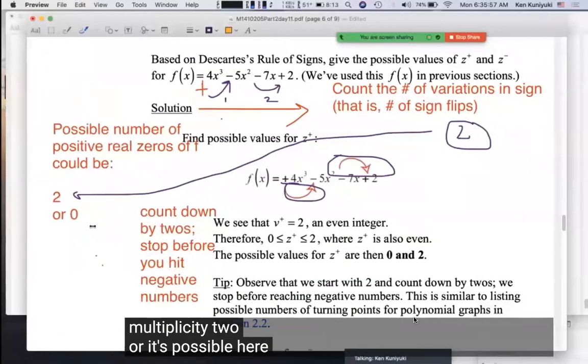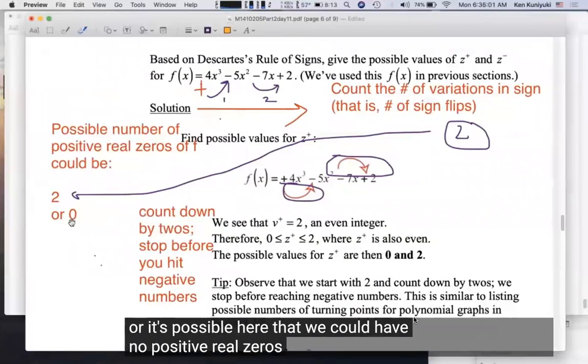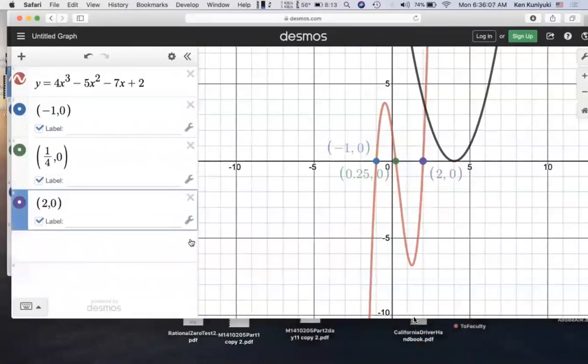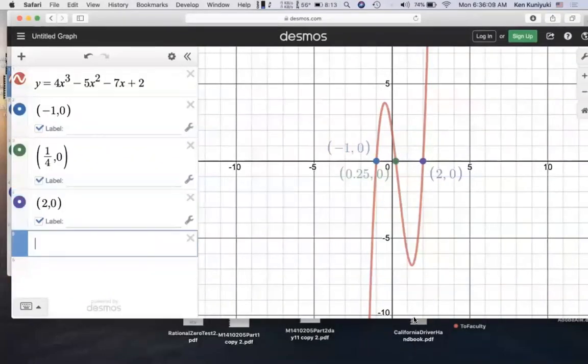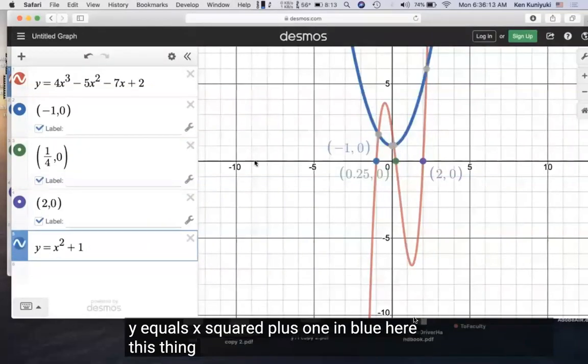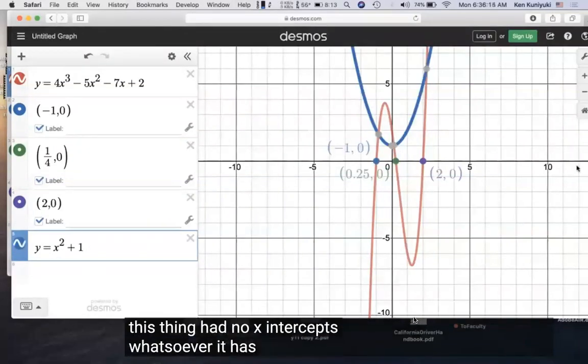Or it's possible here that we could have no positive real zeros. For example, consider y equals x squared plus 1 in blue here. This thing had no x-intercepts whatsoever. It has no real zeros whatsoever.